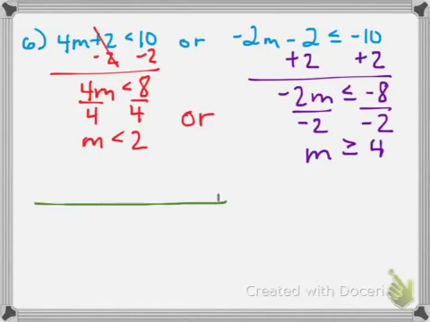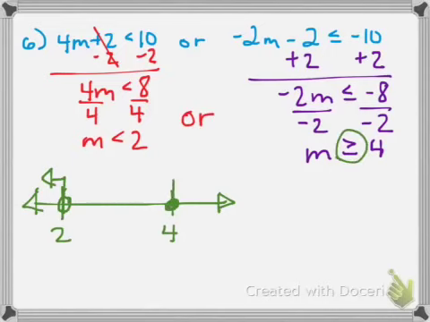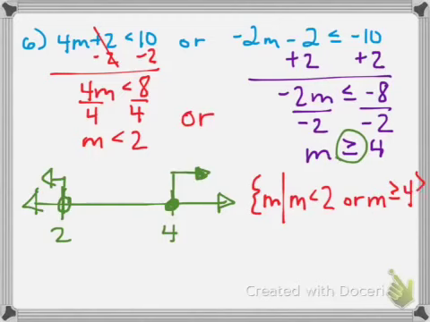And then when I graph my solutions, I have 2 and then I have 4. I have an open circle at 2, so m is less than 2. I have a closed circle at 4 because of this inequality symbol, so m is greater than or equal to 4. So our graph looks like that. When I write it using set notation, I have m such that m is less than 2 or m is greater than or equal to 4.